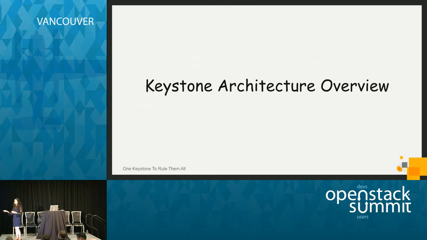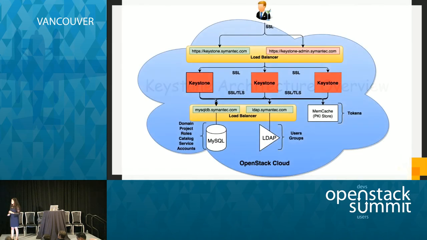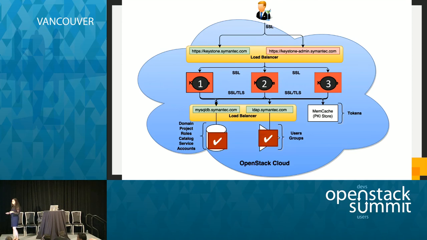Let's look at how we have architected our cloud, since we run an open private cloud. We have three Keystone instances running in our cloud. They are all backed by a load balancer, so there is one VIP for each of these services. We have a MySQL database for storing information such as domain, roles, assignments, and catalog. The entire information is in the MySQL database. And we have LDAP for users and accounts information. All of those users and groups are stored in LDAP.